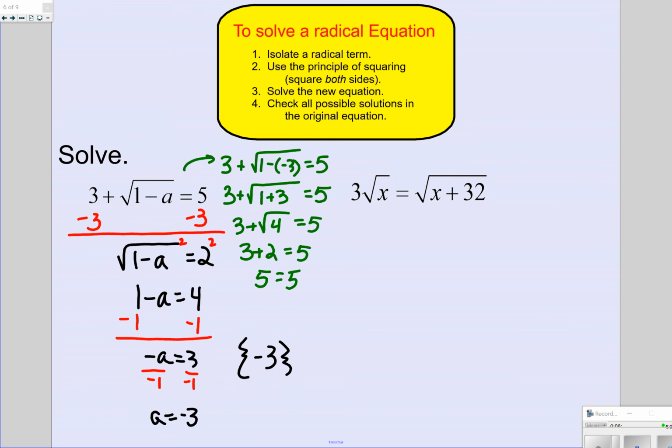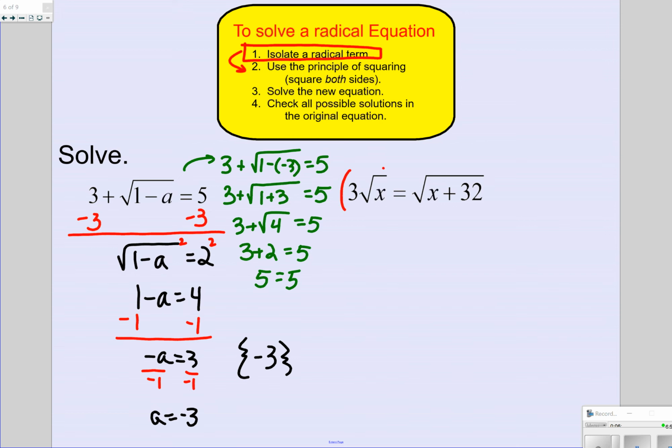And let's do one other equation. Now, in this equation, I have 3 times the square root of x equals the square root of x plus 32. And I actually have radicals on both sides. So where it says isolate the radical term as step number 1, I actually have 2 different radical terms that I can't combine, and I can't really do anything else with them. So in this step, I just have to keep them on opposite sides of the equation and jump straight to step 2. Let's use the principle of squaring since I can't isolate these any further.